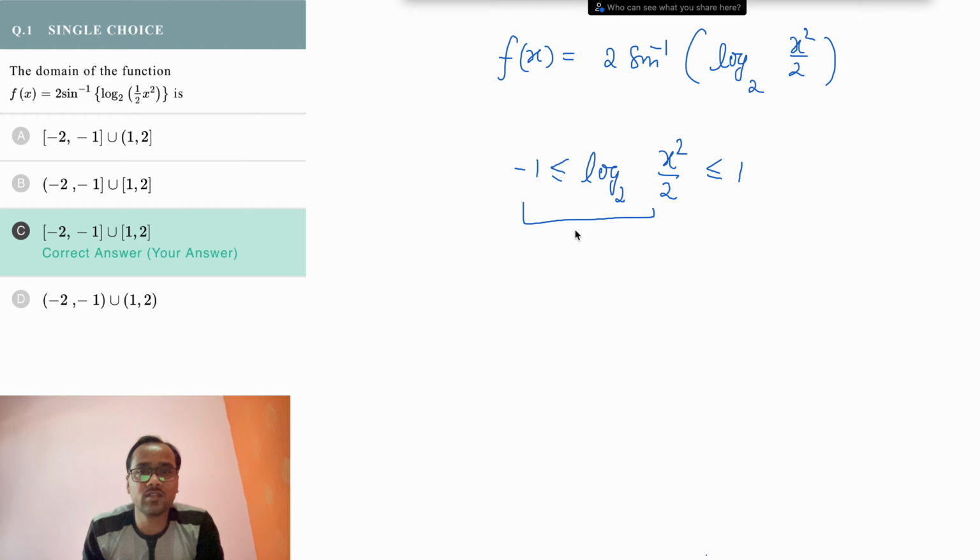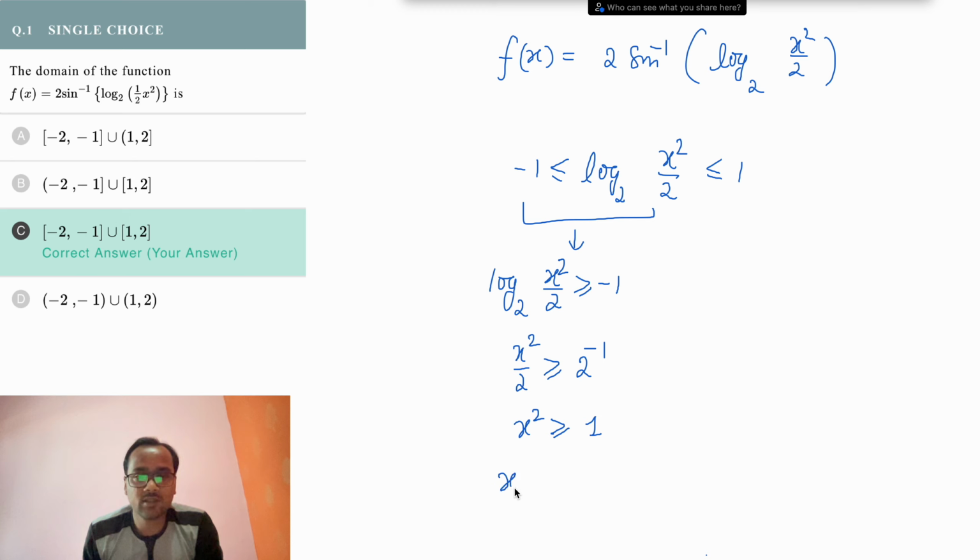If you solve this, we'll be getting log base 2 of x square by 2 greater than or equal to minus 1. So this will give you x square by 2 greater than or equal to 2 raised to power minus 1. From here x square is greater than or equal to 1, because this is 1 by 2, the 2 will be cancelled. So x is minus infinity to minus 1 union 1 to infinity from this inequality.